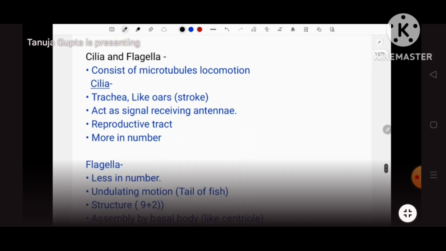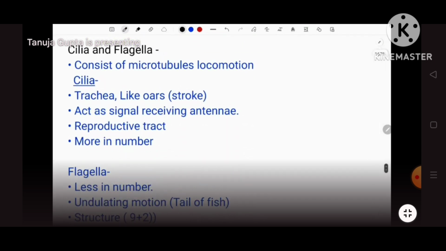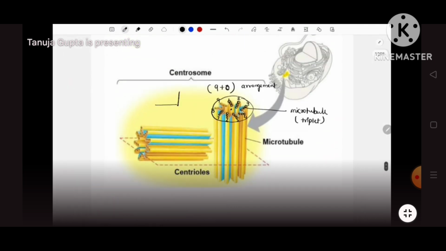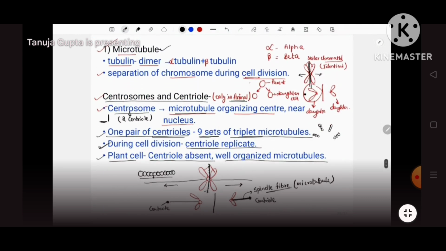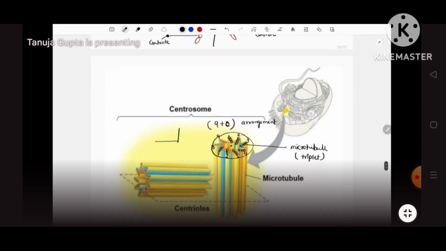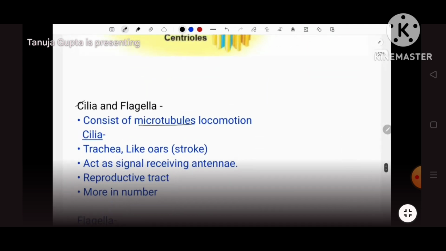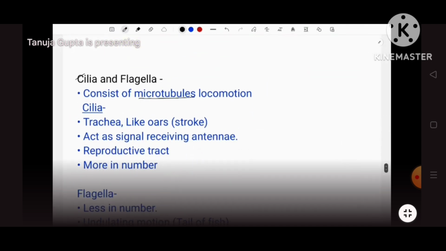Okay, let's go further. Next is cilia and flagella. So what is cilia and flagella? It again consists of microtubules. See, what we are doing right now, we are talking about microtubule. Now what are the different structures made by microtubule? The first one was the centrosome and centriole. Now the second structure which is made by microtubule is cilia and flagella.